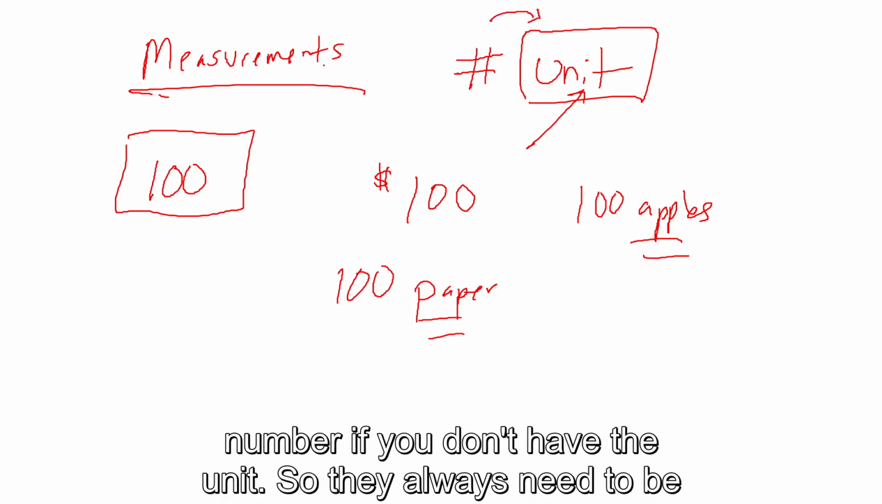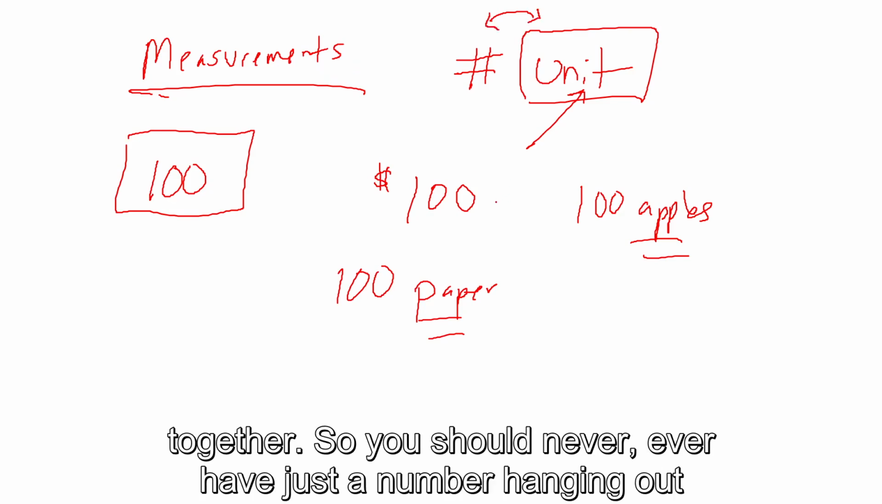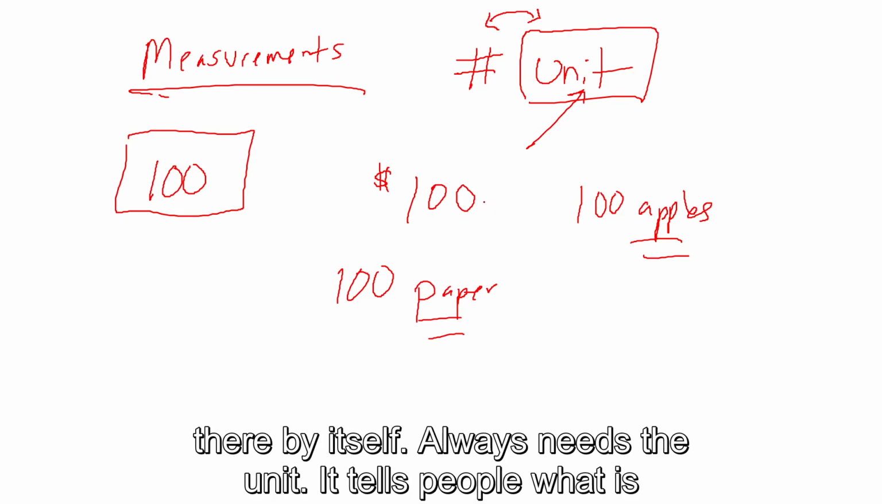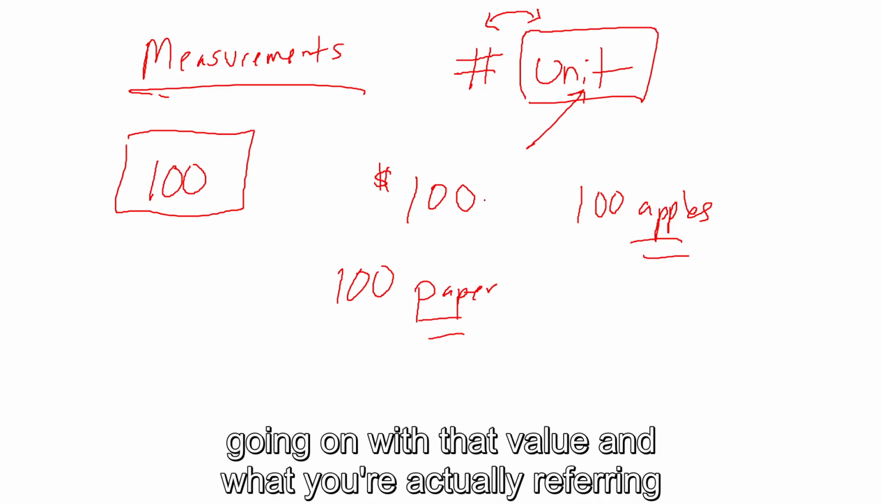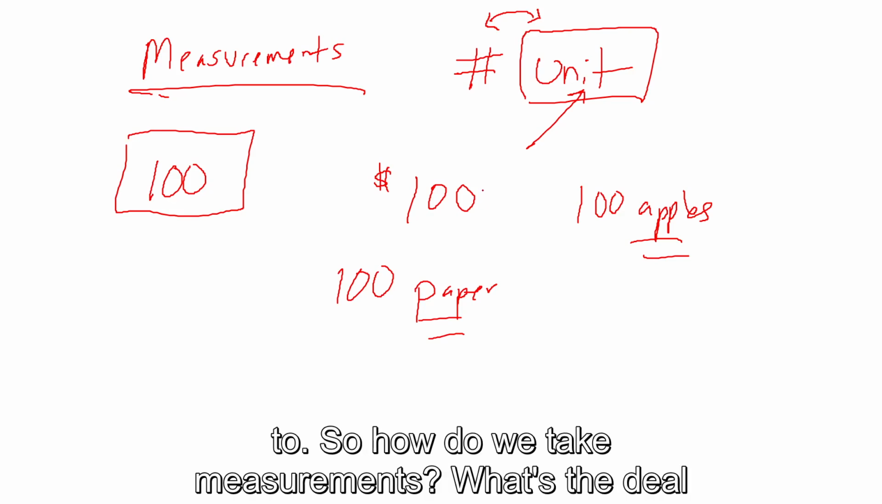So they always need to be together. So you should never ever have just a number hanging out there by itself. Always needs a unit. It tells people what is going on with that value and what you're actually referring to.